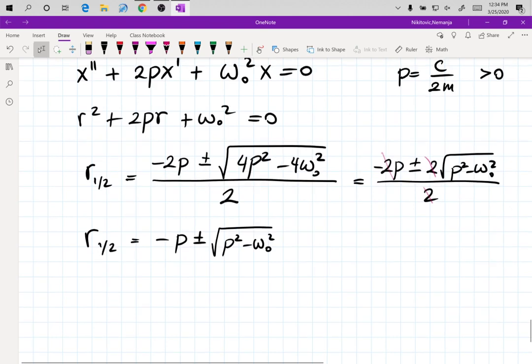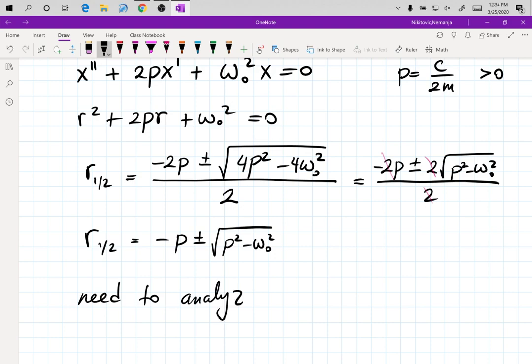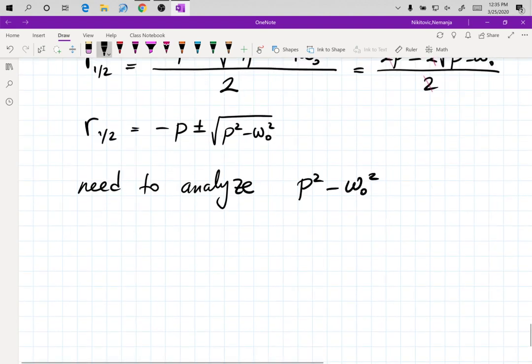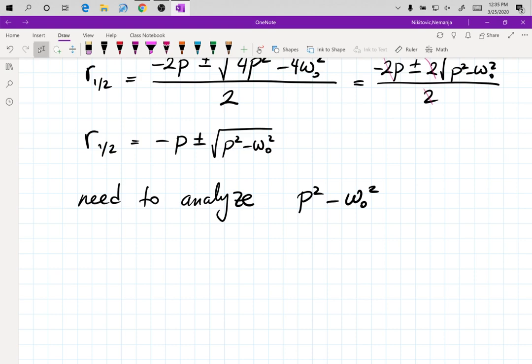So we need to analyze p squared minus omega 0 squared. That's what we need to analyze. And once we understand that one, we will be able to set aside 3 cases, right? Because the value under the square root could be positive, negative, or it could be 0. So we will have 3 possible cases here. Well, remember that p was c over 2m. So p squared would be replaced by c squared over 4m squared.